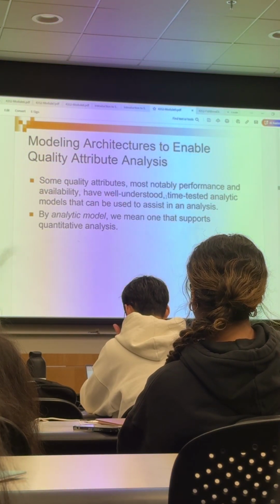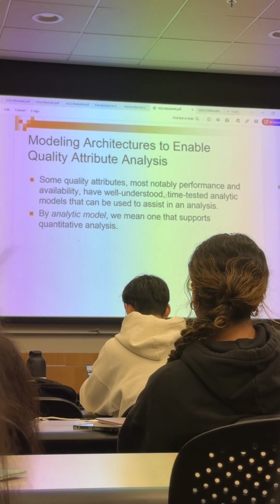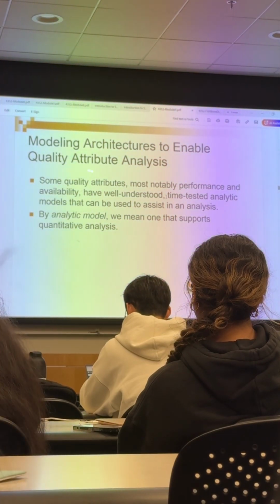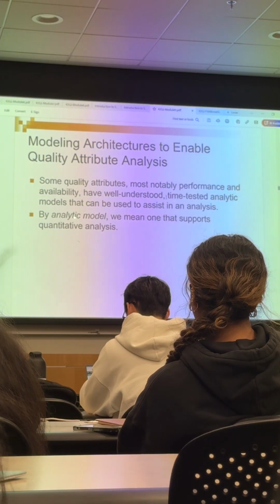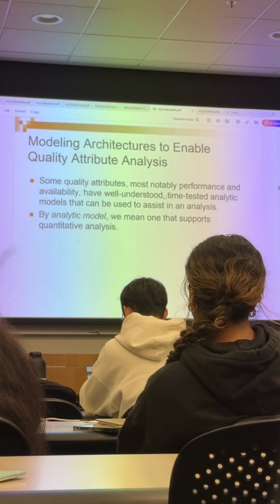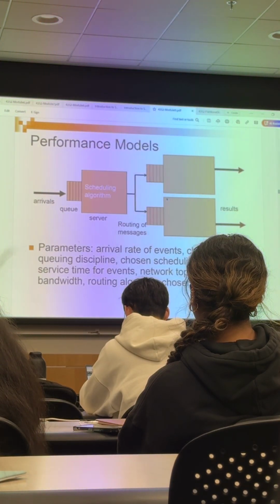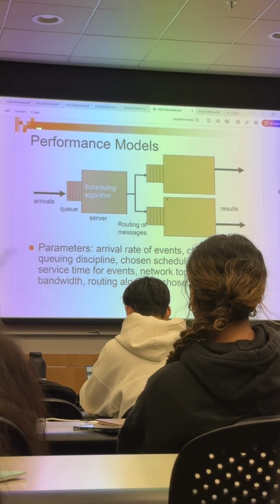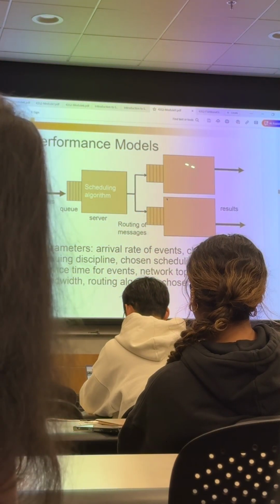And then there are different methods. I mean, you should know all these methods. Some of these methods are analytical models, and it supports quantitative analysis, like for example, studying performance, studying availability. These are well-studied models. We went through performance models. So for this QA called performance, there's a queuing model.